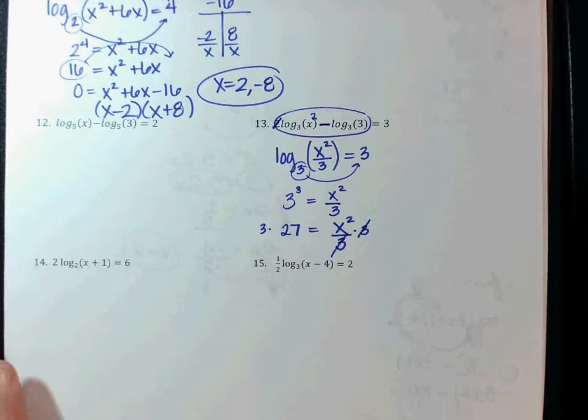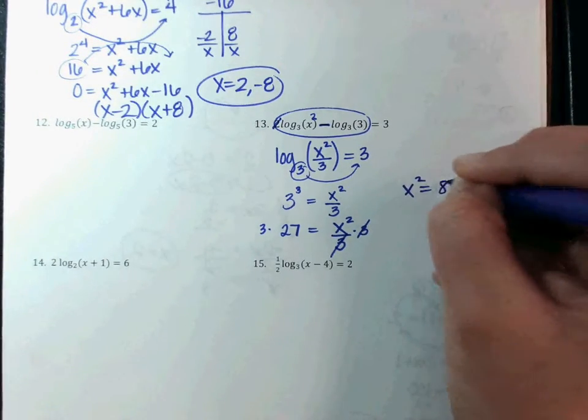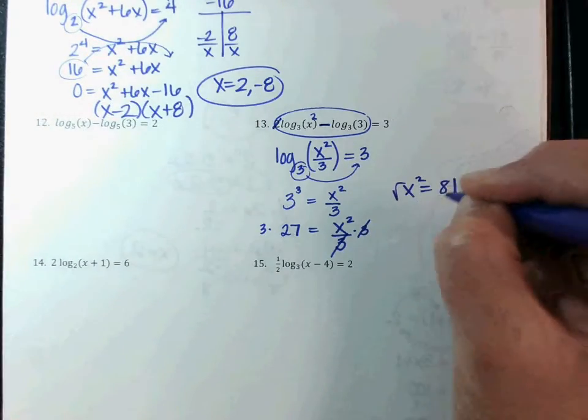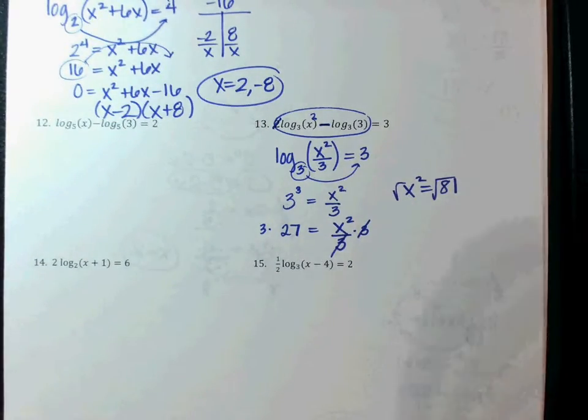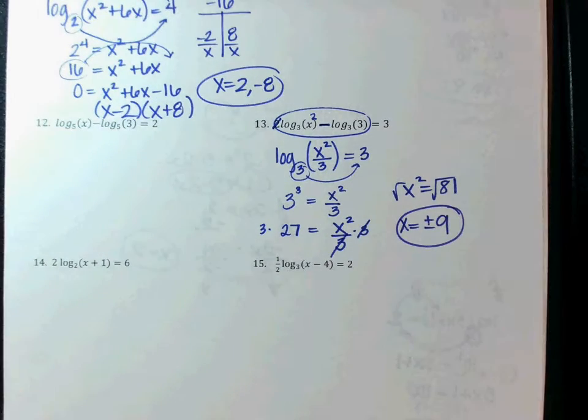And then 3 times 27 in your calculator is how much? 81. And if x squared is 81, what's your next step? And when you square root, you get a plus or minus. So square root, x equals plus or minus 9. Okay?